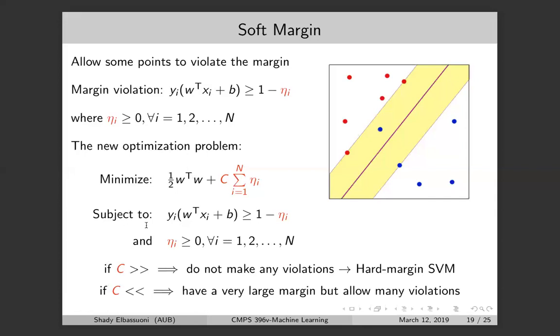So how do I set C in reality? Using validation data, exactly. It's a hyperparameter, and I set it using validation data.